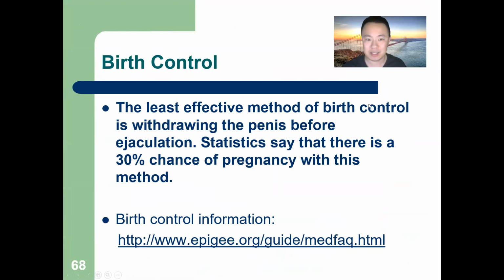Okay, the least effective method of birth control. The least effective method is the penile withdrawal method, or withdrawing the penis right before he ejaculates. Statistics say that there is a 30% chance of pregnancy with this method. And besides, you never know. Okay, guys never know, or of course they know, but sometimes they forget, or sometimes they don't. It just happened as oh shoot.